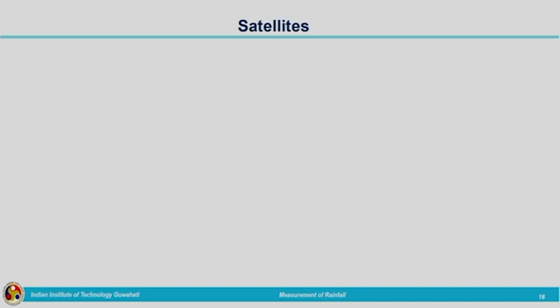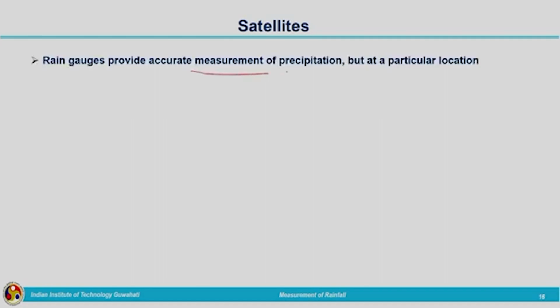So, we have seen rain gauges now and also radars. Rain gauges provide accurate measurement of precipitation, but at a particular location. At a particular location, this much is the depth of rainfall for different intervals of time, maybe 15 minutes or less. Radar data also has a very small interval of time, and the spatial variability is also available. But the problem is that rain gauges give data at a particular point. It is not giving us the spatial variability of the rainfall.